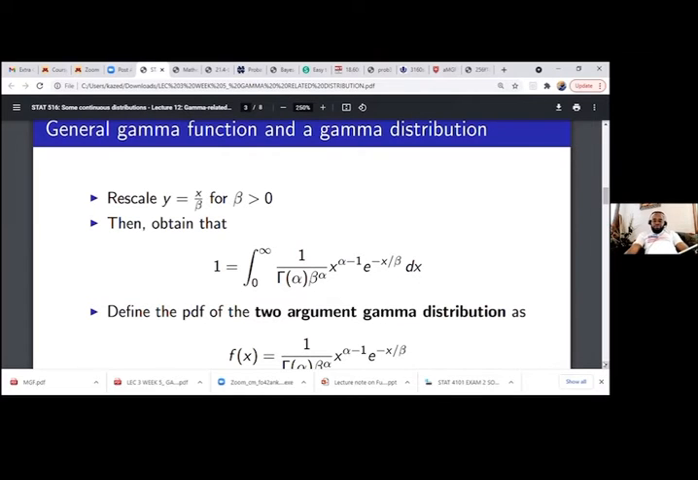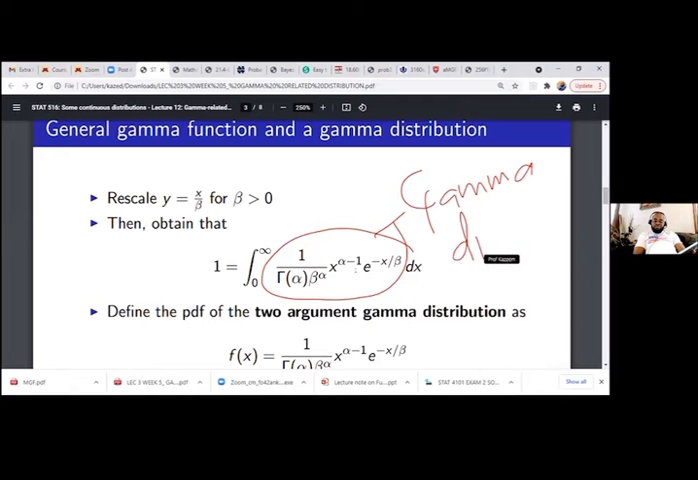I want you to take a look at something. If y equals x over beta, where beta is greater than 0, then we're going to obtain this. What is that? That is the gamma distribution. That is what we call the gamma distribution.